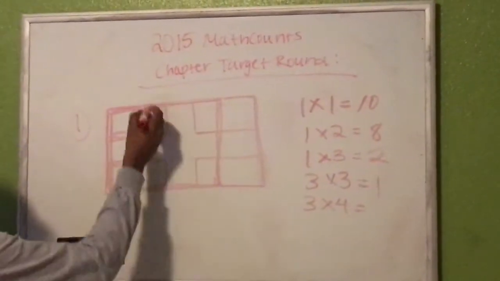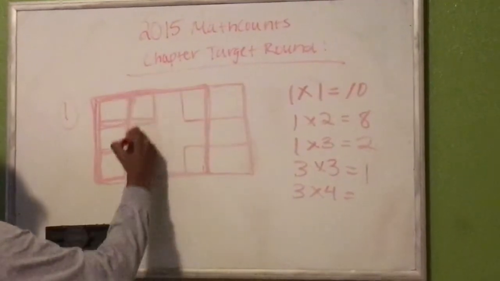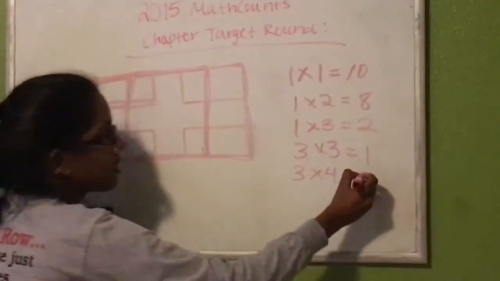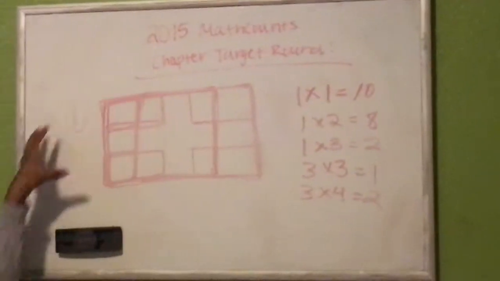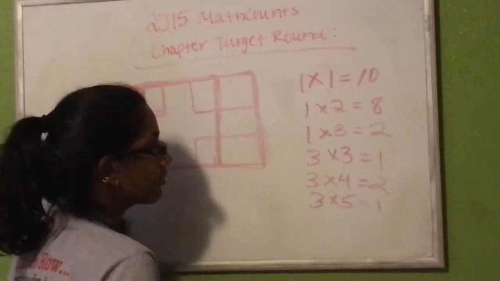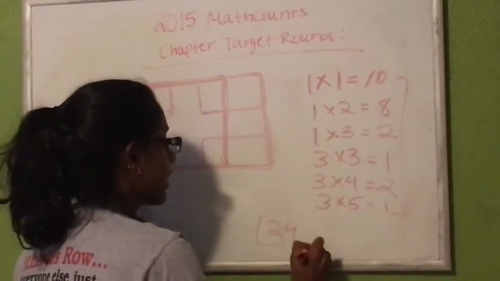So now 3 by 4 is right here, and again we have another one right here because this image is symmetrical, so that gives us 2. Lastly, we have our biggest rectangle of all, which is the whole figure, which is a 3 by 5, so that gives us 1. Now if you add this up, you'll get a total of 24, and that is the answer.